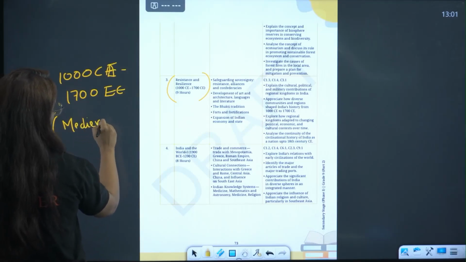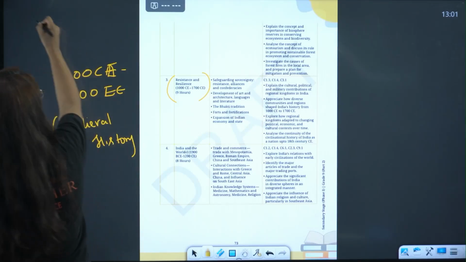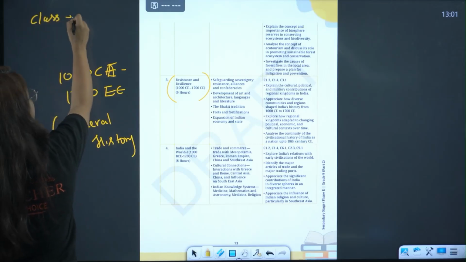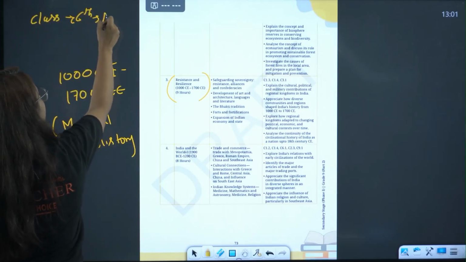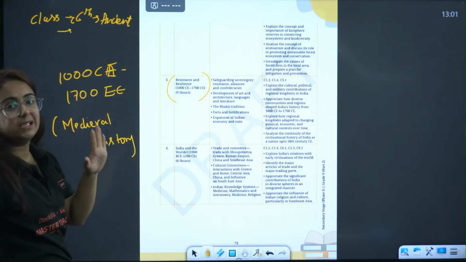Here you are studying what, bacha? Medieval history. So let me tell you the pattern. In class 6 previously you were studying only ancient history. However, in the new books also the pattern is similar.